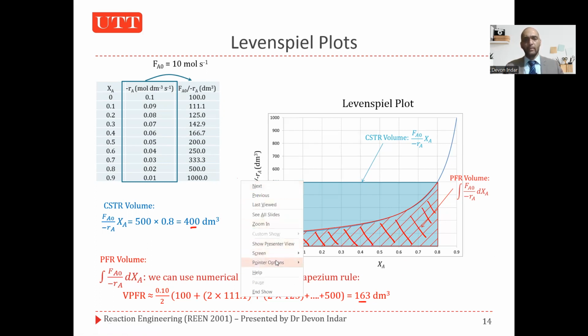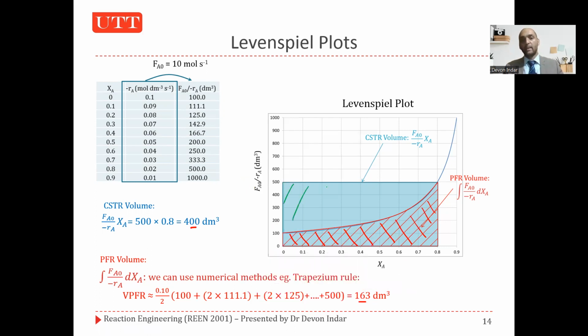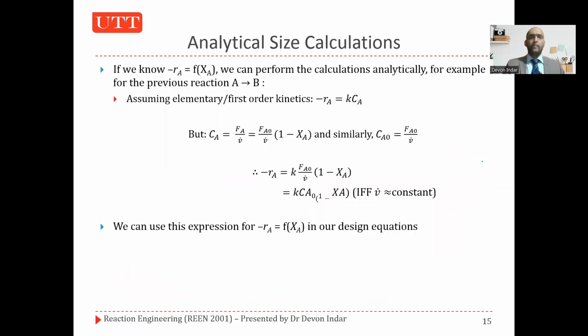This area, let me shade it in. This area here represents the extra volume needed by the CSTR to perform the same reaction to the same conversion. Now, if we knew the rate expression, then all we really needed to do was plug in the minus rate of A as a function of XA into the design equation.